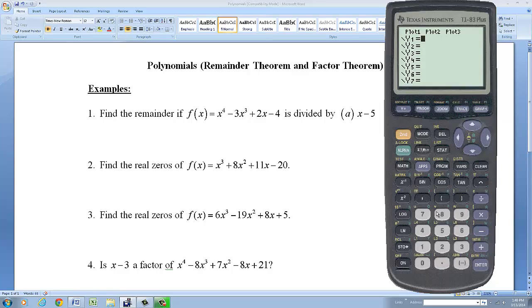So let's enter the function x to the 4th minus 3x to the 3rd plus 2x minus 4. Okay, let's hit graph.